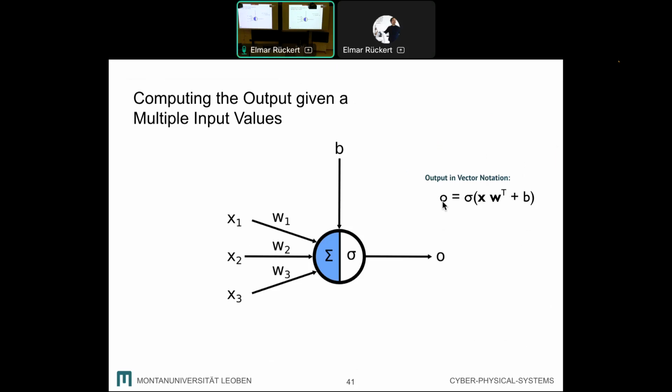Question to you, what is the dimension of the output? Who says it's a vector? Raise your hand. Dimension 3. Who believes it's something else? It's a single scalar. It's a number. Exactly.